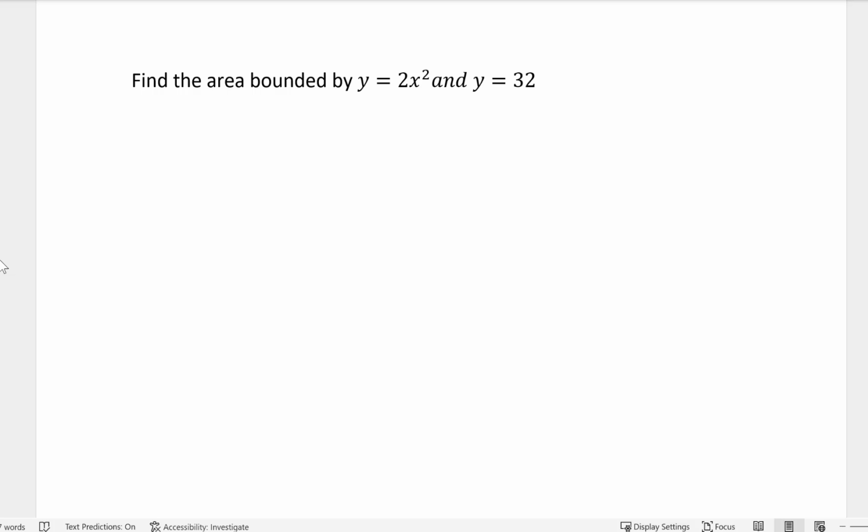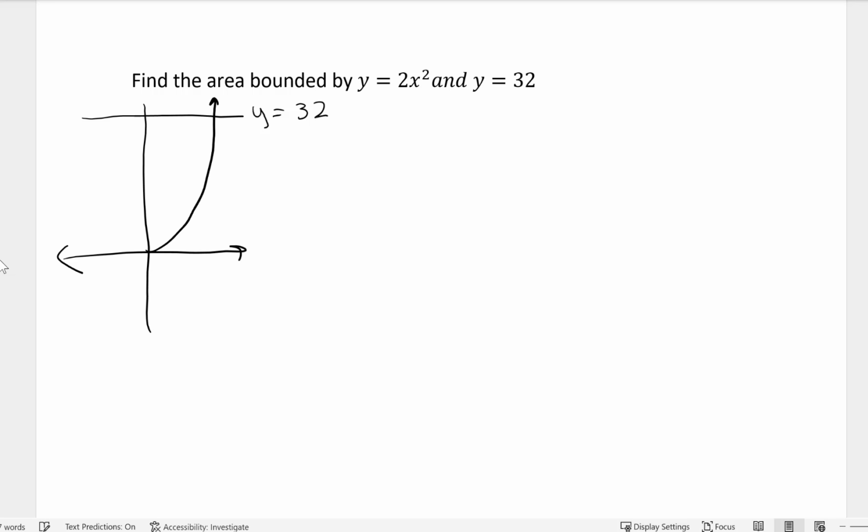This next one, a couple of big changes. Number one, I didn't graph it for you, and I didn't give you a closed interval. So what we have instead is I want the area bounded by y equals 2x squared and y equals 32. So let's do a little sketch, just an easy sketch. Y equals 32, let's call that y equals 32 up here. And then 2x squared is a parabola. The vertex is at the origin and it would be going up.